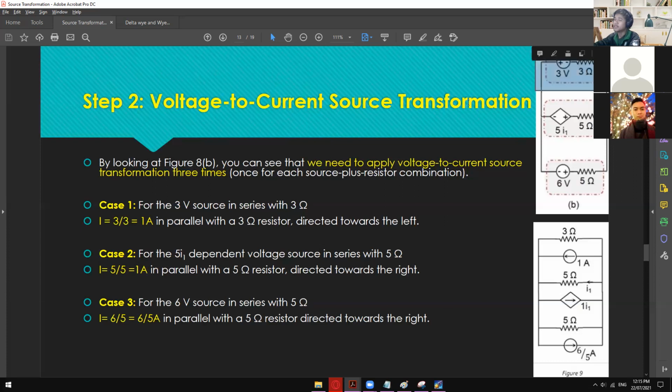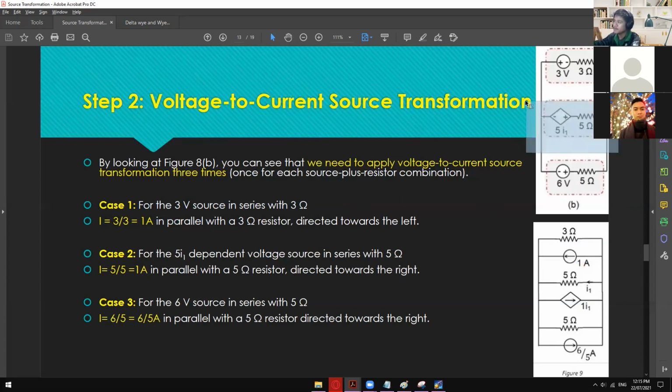Okay, so for case number one, we have this computation right here. I is equal to V divided by R. V is equal to 3, and R is 3 ohms. So 3 divided by 3 is 1, which resulted in this current right here.